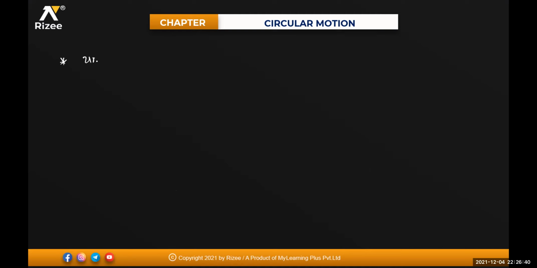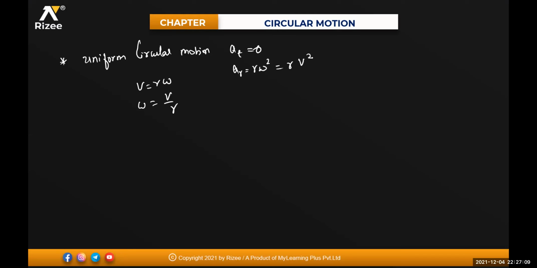Whenever I'm using the word uniform circular motion, I always mean the tangential acceleration will be 0 and the radial acceleration will be equal to r omega square, which can be written using v equals r omega. So omega is equal to v by r. That means this will become v square divided by r square times r, so one r gets cancelled. So it is v square by r.